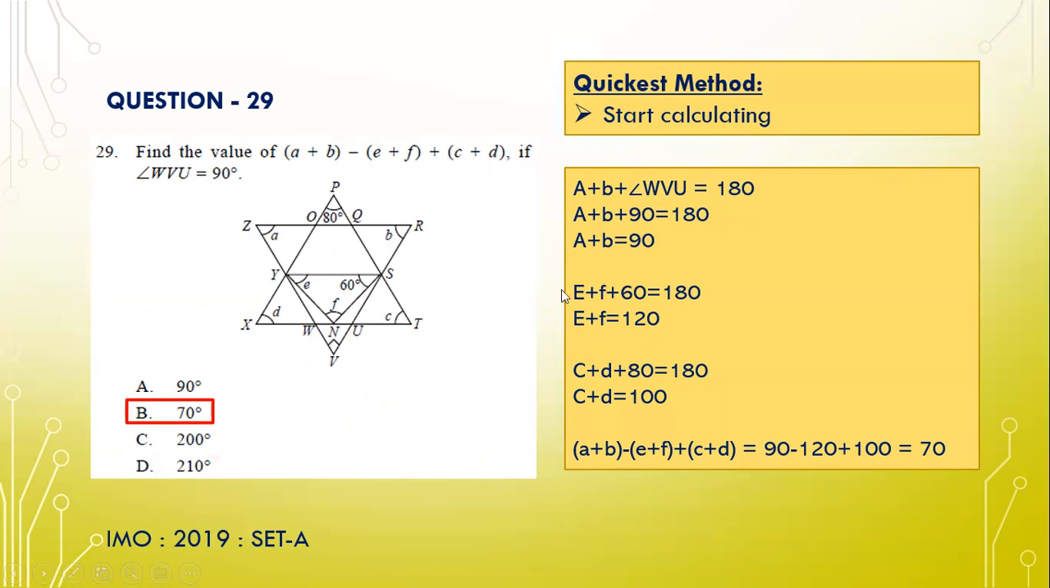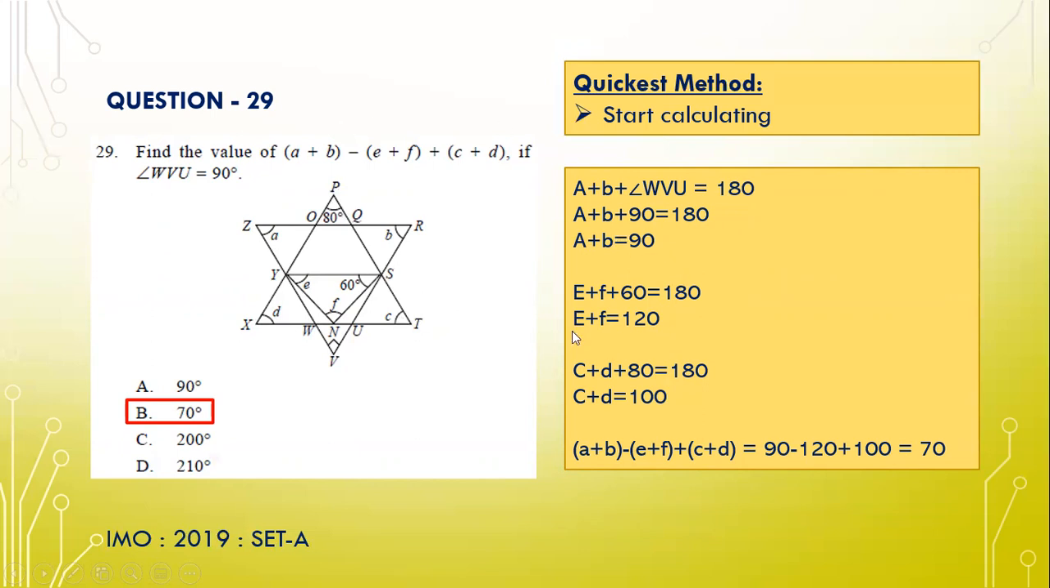Similarly, E plus F plus 60 is 180 in this triangle YNS. So what is E plus F? E plus F is 120. Similarly, C plus D plus 80 is 180 in triangle PXT. So what is C plus D? C plus D is 180 minus 80, which is 100.